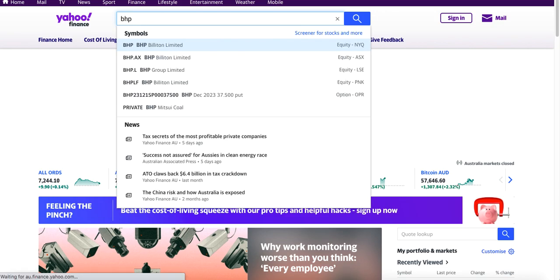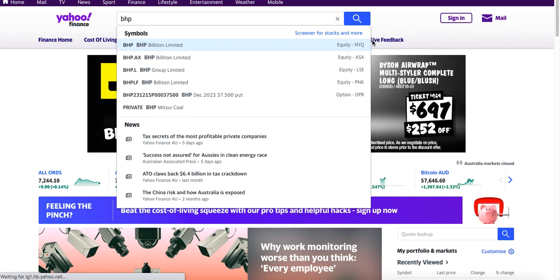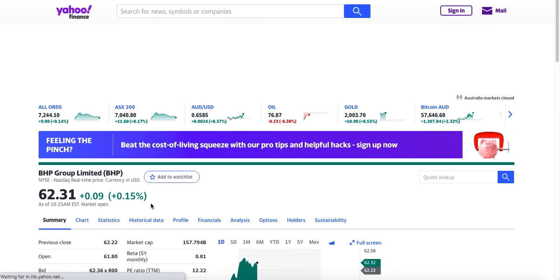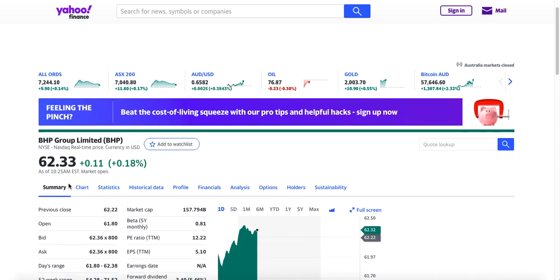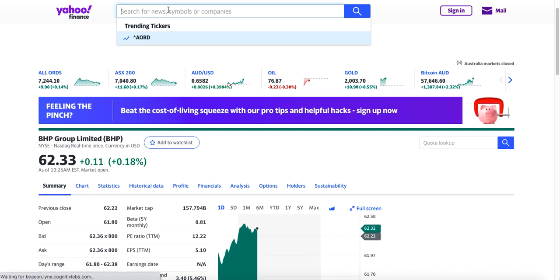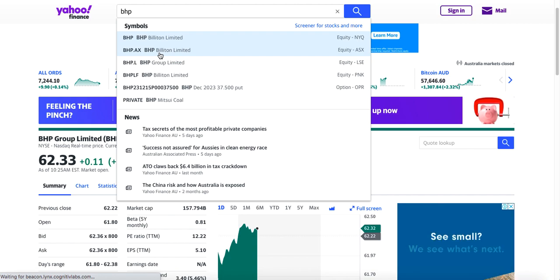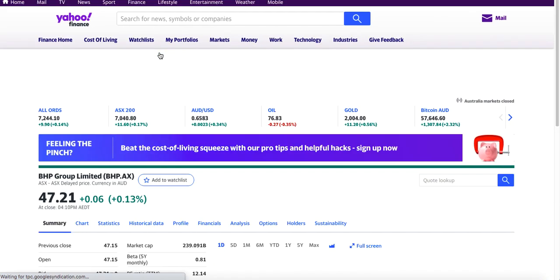Now, I'm going to pause right there. BHP isn't just listed on the ASX, it is also listed on the NYSE. So if I was to type in BHP and just go to the first one, that's actually not BHP on the ASX, that's BHP on the NYSE. What we want to do is jump back up here and find bhp.ax. That's for the ASX. Otherwise, we're looking at all the American information, American data.